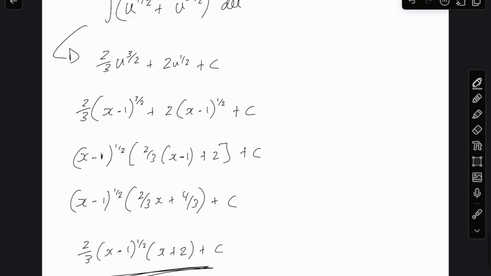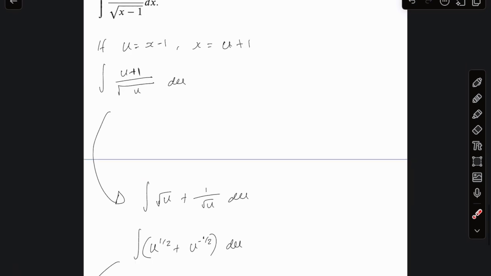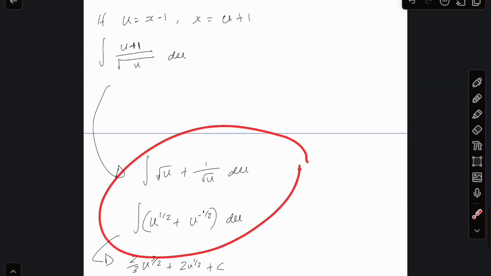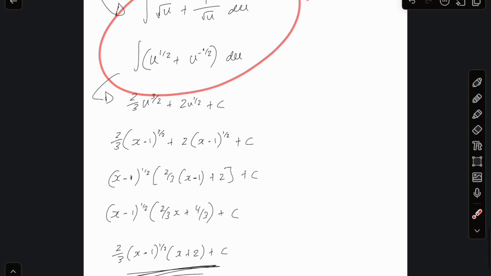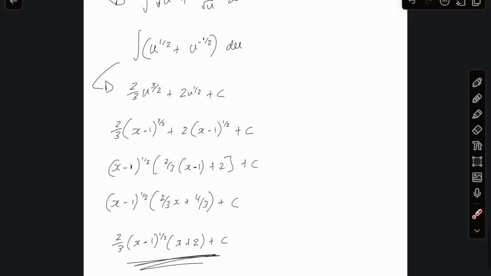Just to recap again, in this scenario we let x equal u plus 1. So if we plug that in, we got to this, and that then allowed us to simplify the equation out, where we could just do our classic integration method and then plug the x back in to get to this.